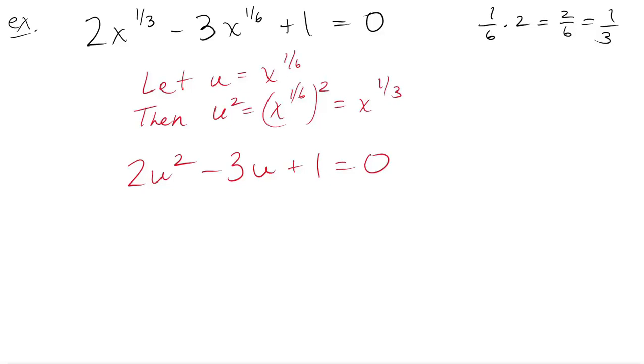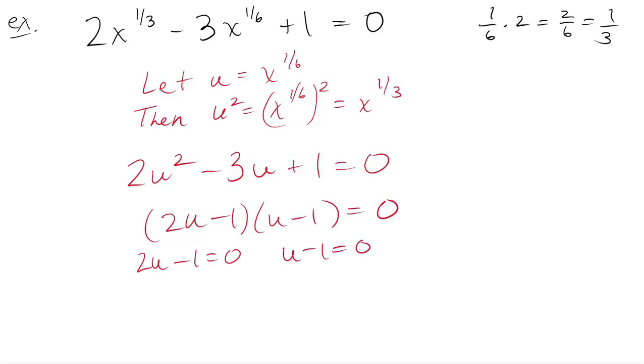This factors. This is 2u minus 1 times u minus 1. Again, I like to solve these before I make the back substitution. So I know that 2u minus 1 equals 0, or u minus 1 equals 0, and I'm writing them out here because this equation takes a little bit of work. This is u equals 1/2 because I'm going to add 1 and divide by 2. This is u equals 1.